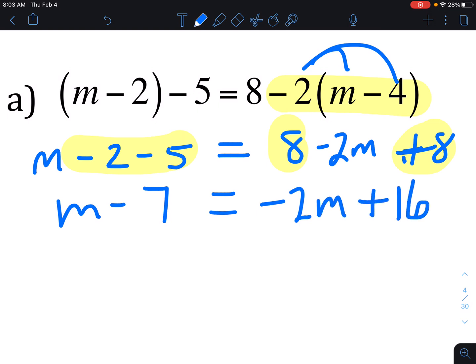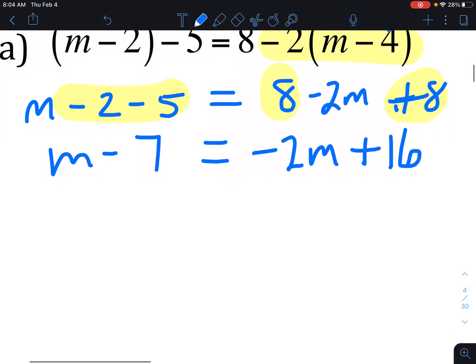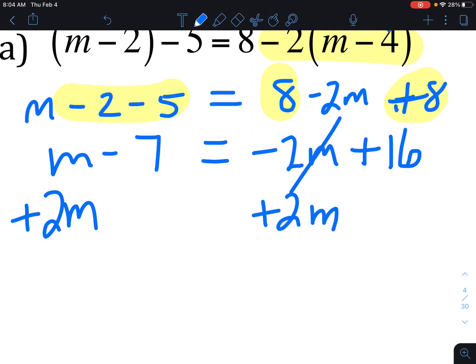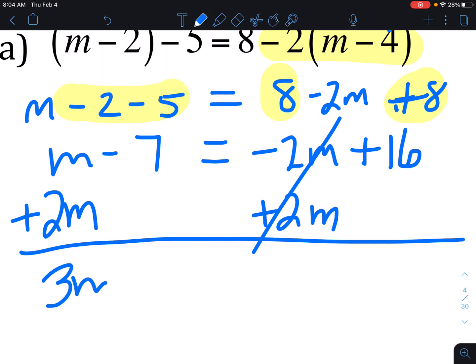All right, now what's next? I got variables on both sides. That negative 2m on the right, let's bring that whole term over to the left. So we're going to add it to the like term, the m. So 3m minus 7 equals 16.